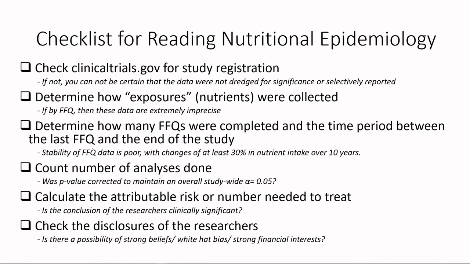Fourth, keep the researchers honest by making sure that the entire article-wise alpha value, or the risk of a type 1 error or false positive error, is 0.05. Next, investigate the actual effect size by not relying on relative risk and instead calculating the absolute risk reduction or the number needed to treat. Finally, always check the disclosures. This is probably the least important point, however, it is helpful to read research papers with possible biases in mind.